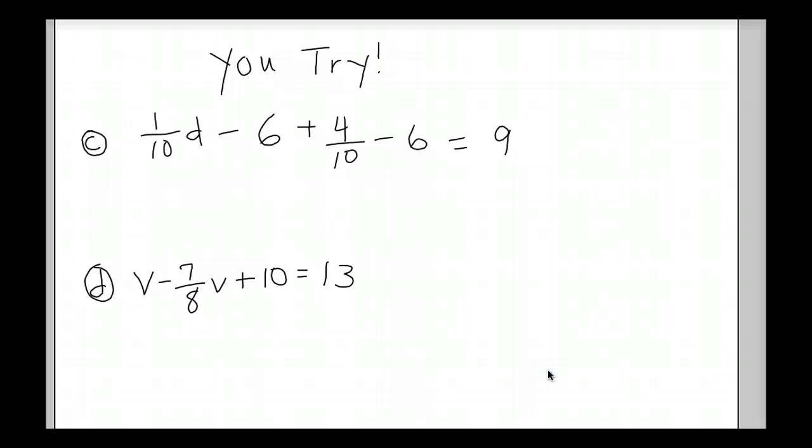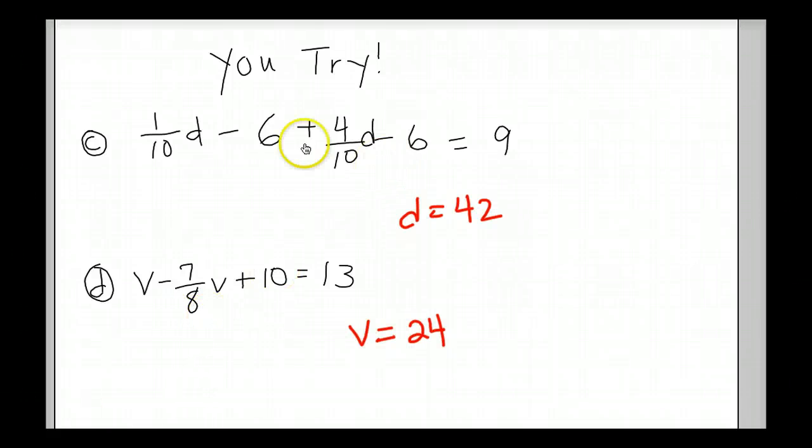All right, here's the you try, so go ahead and give these a shot. I'm just going to say them out loud. It's 1/10 d minus 6 plus 4/10 d minus 6 equals 9. This is v minus 7/8 v plus 10 equals 13. So try these out. Pause. Check your answers in a second.